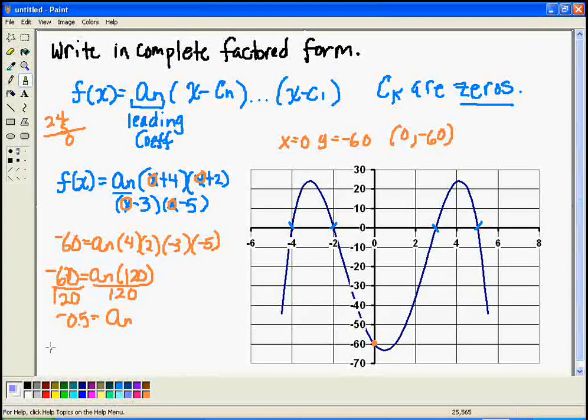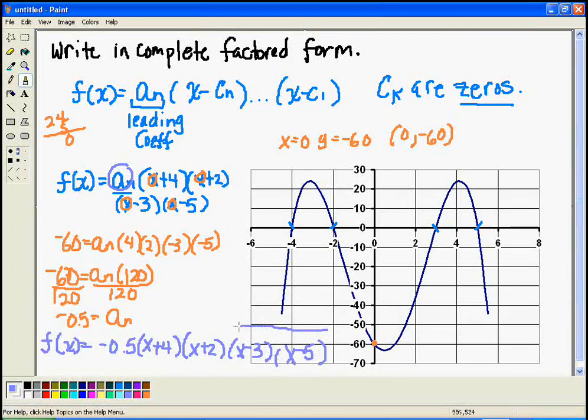So now I know all the pieces to my puzzle, so I'm ready to write this in complete factored form. F of x is going to be equal to, instead of a sub n, I now know what that is, -1/2, and then I can write the rest of it. X plus 4, x plus 2, x minus 3, and last but not least, x minus 5. So now I have it in complete factored form.